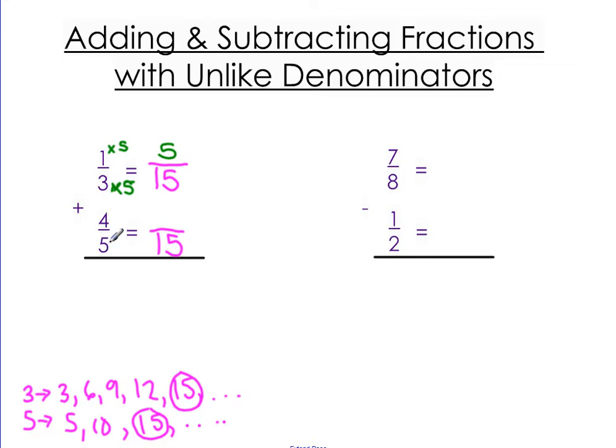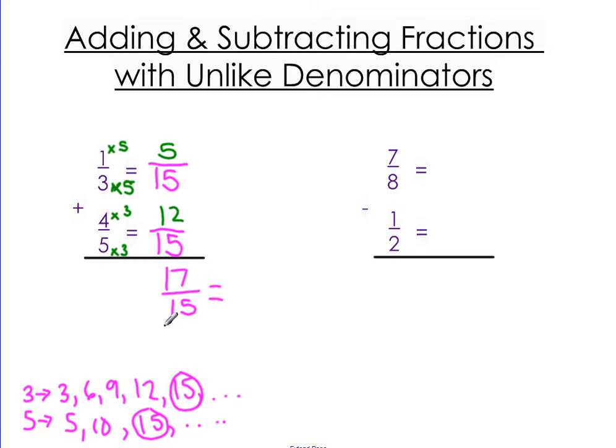Now I look at the next one and I try to figure out what the relationship is between the two denominators. To go from 5 to 15, we had to multiply by 3. So 5 times 3 is 15. Since I multiplied the denominator by 3, I need to multiply the numerator by 3 as well. So 4 times 3 is 12. And now I'm ready to add the numerators together, which is 5 and 12, which is 17, and the denominator will stay the same. Now, what I've discovered is that I have an improper fraction for my answer.